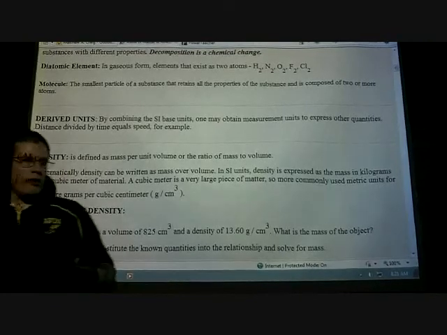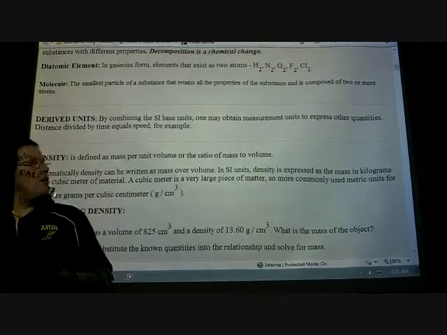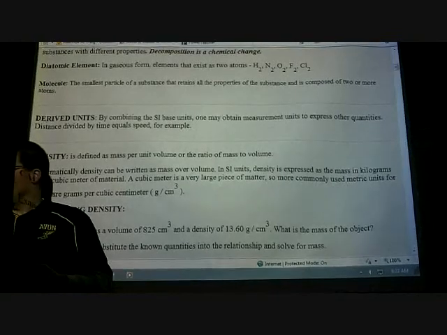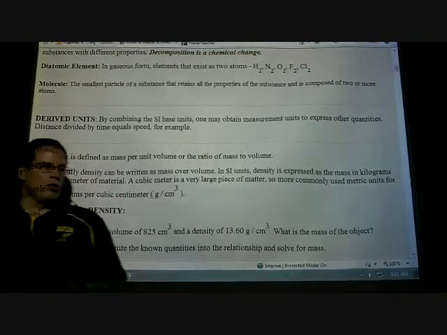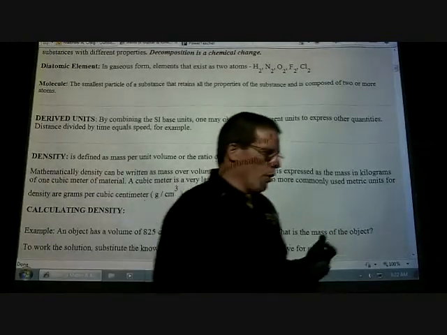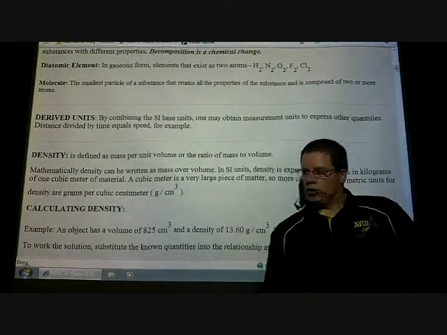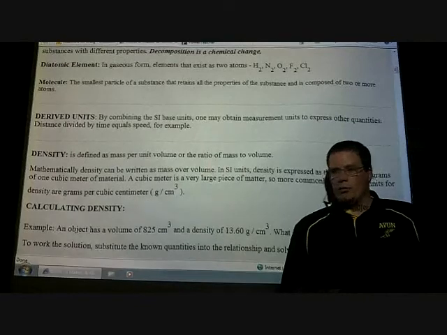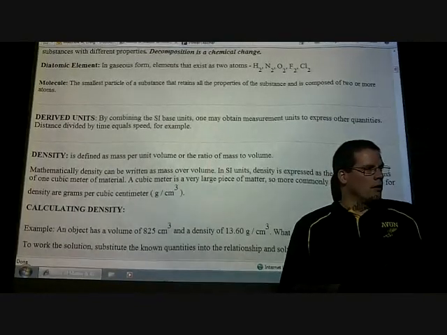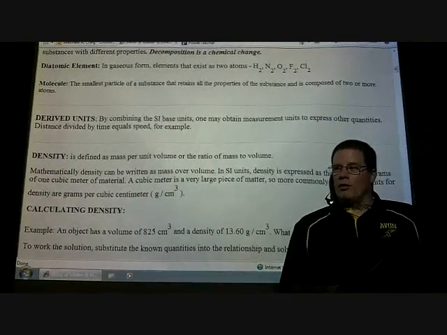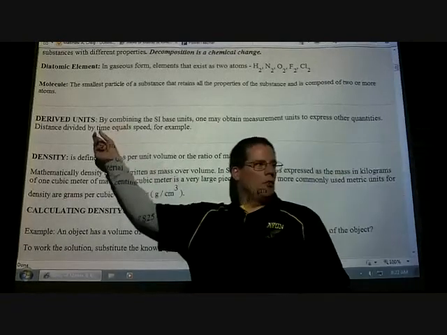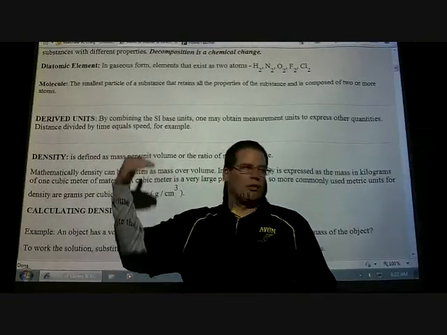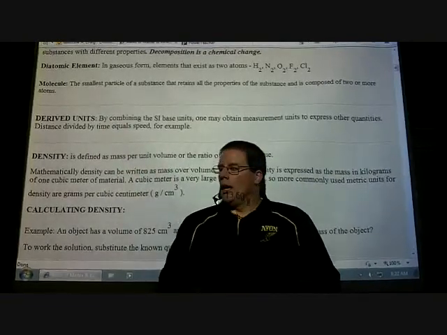And again, when we talk about derived units, we have quite a few derived units in science, and some of you may already use derived units, you just don't realize it. In other words, if Terre Haute is about 65 miles from here, and it takes me 1 hour to get there, what is my rate of speed? 65 miles per hour. That's a derived unit. So in other words, we're taking two units and we're putting them together.